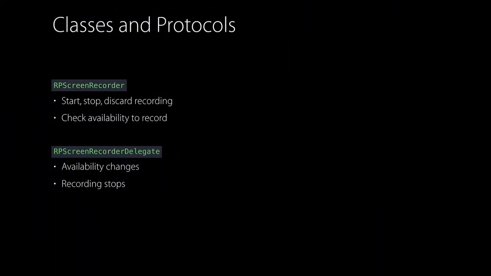As we just saw, we have the RPScreenRecorder class. This is the class you will use to start, stop, and to discard recordings. You will also use it to check the availability to record on the device. There's a delegate property on the RPScreenRecorder, and it will notify you if the availability to record changes. Also, it will let you know if a recording stops due to an error.